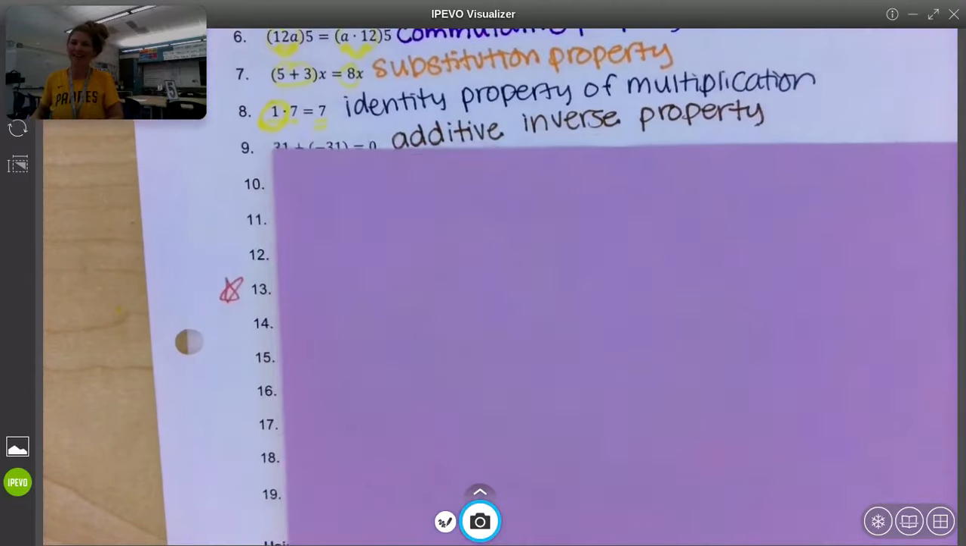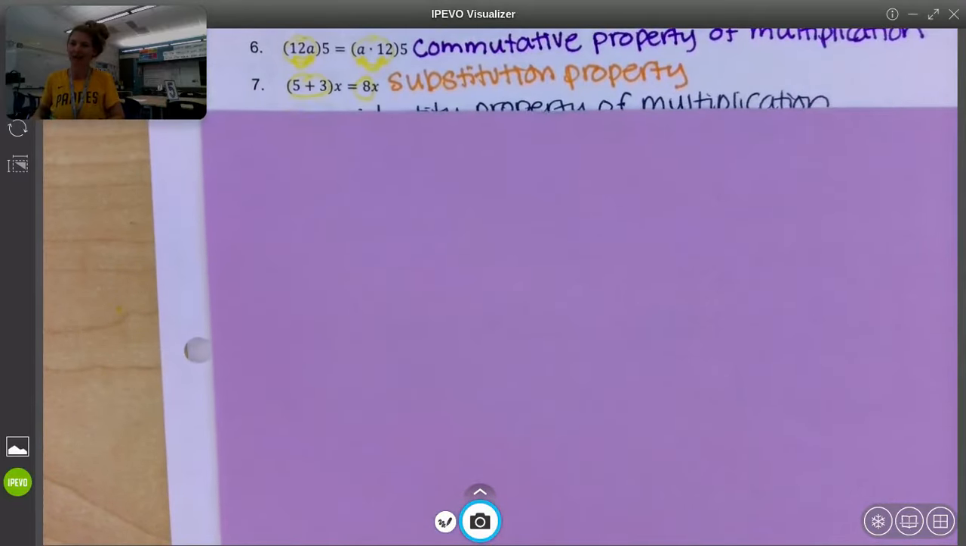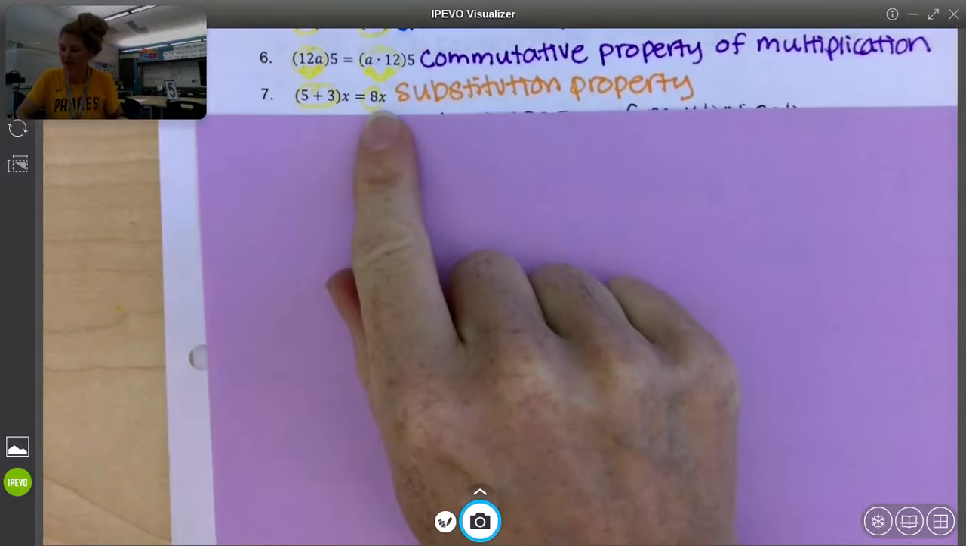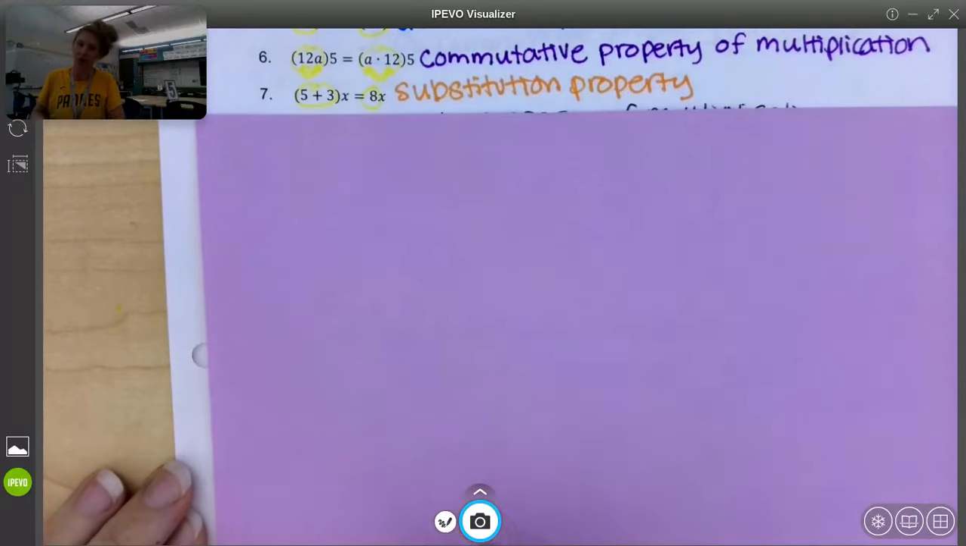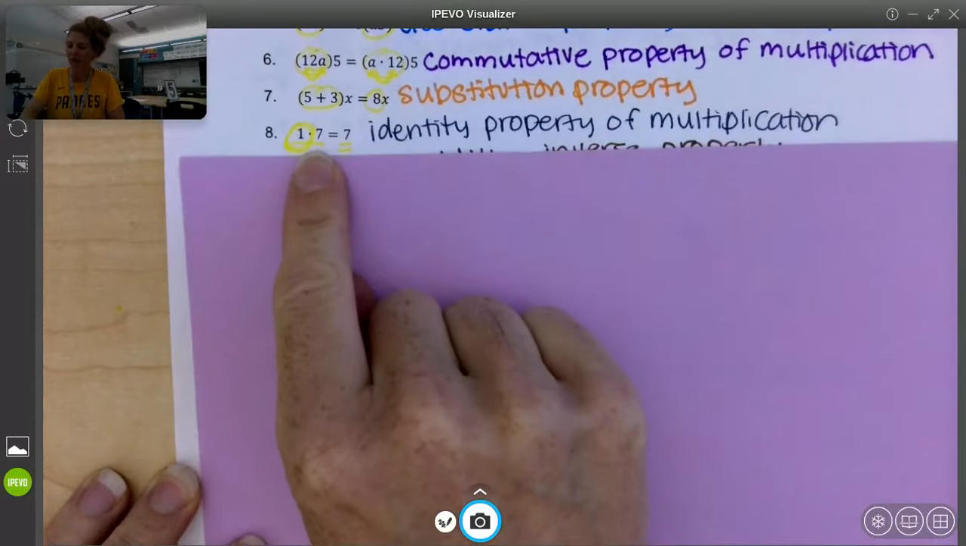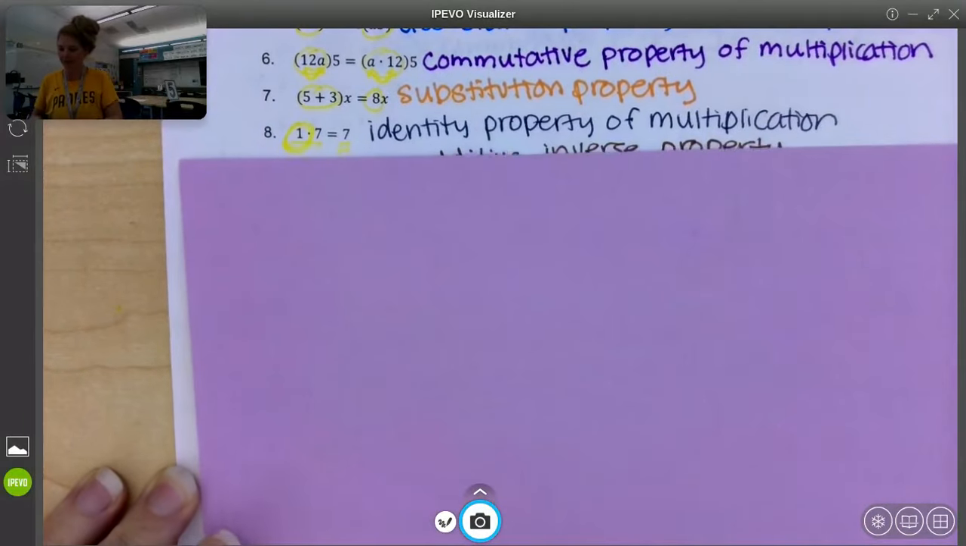Did you pause the video? Okay, let's go over it. Number 7, substitution property. Remember, substitution property is just simplifying, combining like terms. 5 plus 3 turned into 8. That's the substitution property. Next one, identity property multiplication. 1 times something is that something.